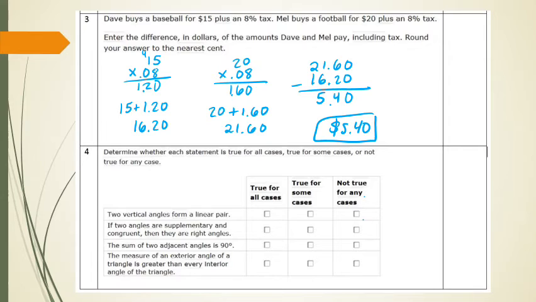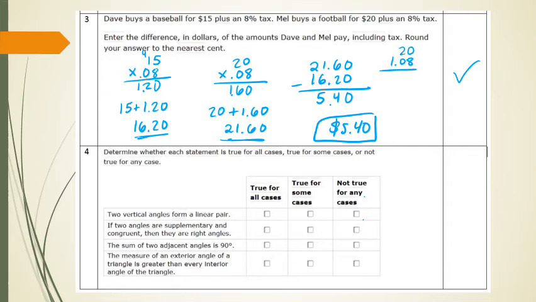If you prefer to find the two numbers faster, you could multiply 20 times 1.08 to find the cost with the 8% included, or 15 times 1.08 to find the cost with the tax included, and that would give you these two numbers quickly, and then you could just subtract them like you saw here. Take a moment and note if you had that question correct.